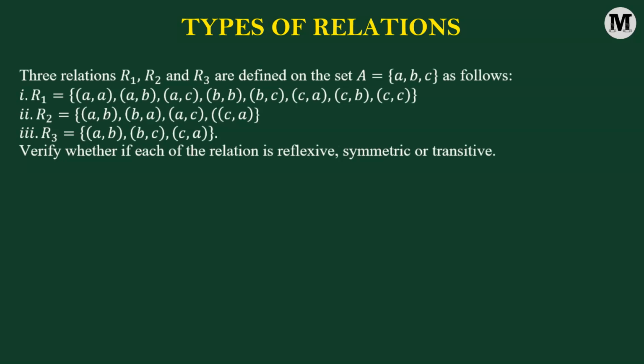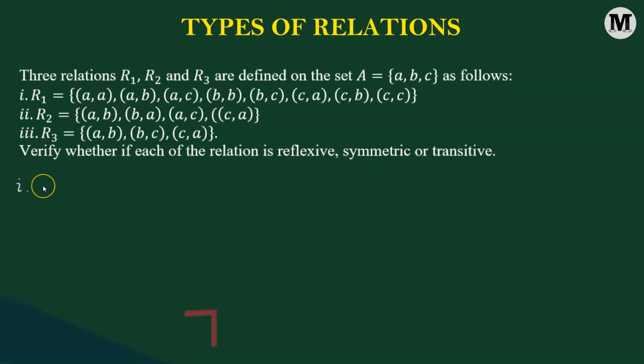So here we have three relations, R1, R2, and R3, and each of them is defined on the set A, having the elements A, B, and C. Our goal will be to verify whether each of the relations is reflexive, symmetric, or transitive. Okay, let us begin with the first one.